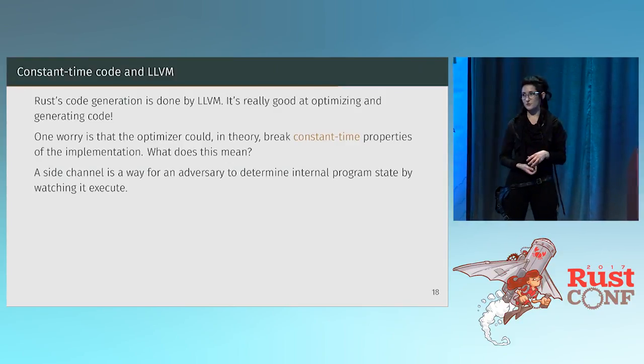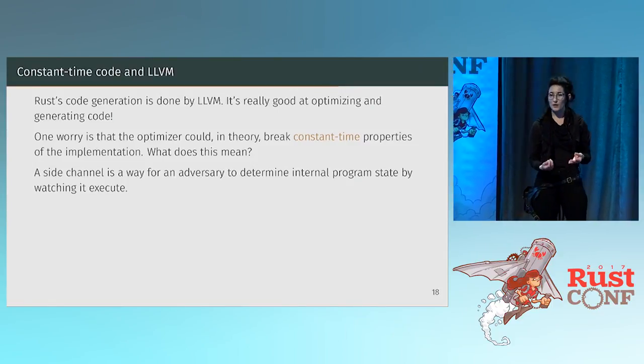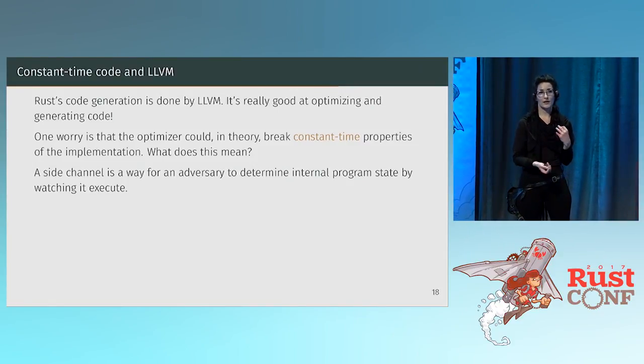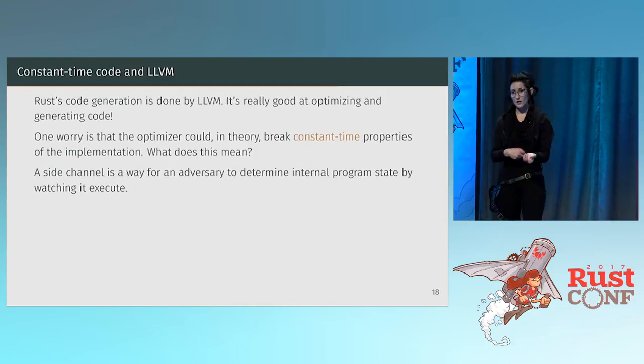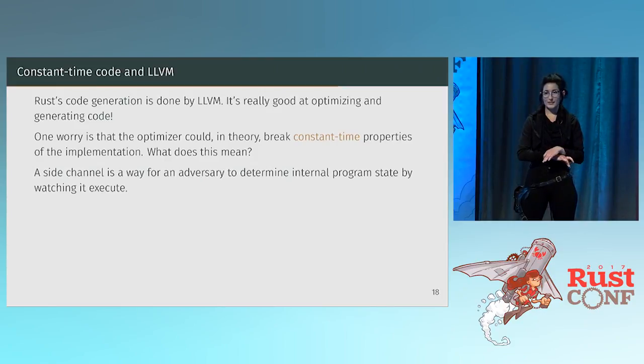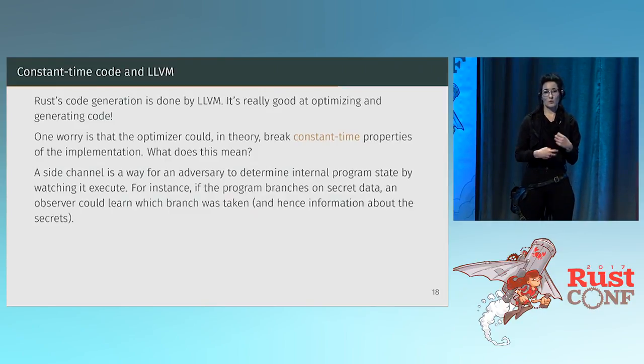There are other side channels you can do, like differential power analysis, where you build up profiles of a different device or a different chip and how much power it draws as it's doing certain operations. But basically, this is all bad. You want to write code that does exactly the same thing with respect to secrets all the time.